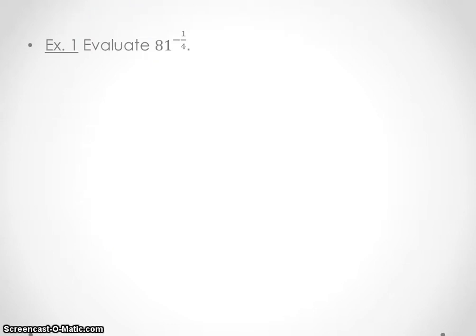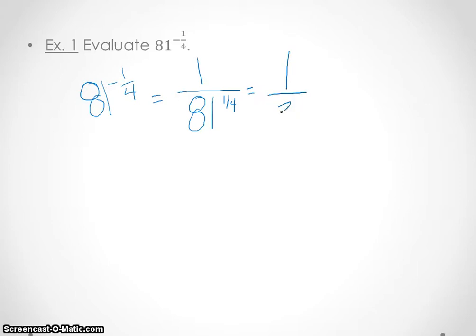Example 1 says evaluate 81 to the negative 1/4 power. We've seen the rational exponent in the last section. Now we have negative 1/4 power. So all that means to do, just like we did in the first example, is 81 to the negative 1/4 becomes 1 over 81 to the positive 1/4 power. And then we just have to evaluate this. Instead of taking the 1/4 power of 81, we can think of it as the 4th root of 81. And you might know by now, and maybe not, that is going to be 3 for us.